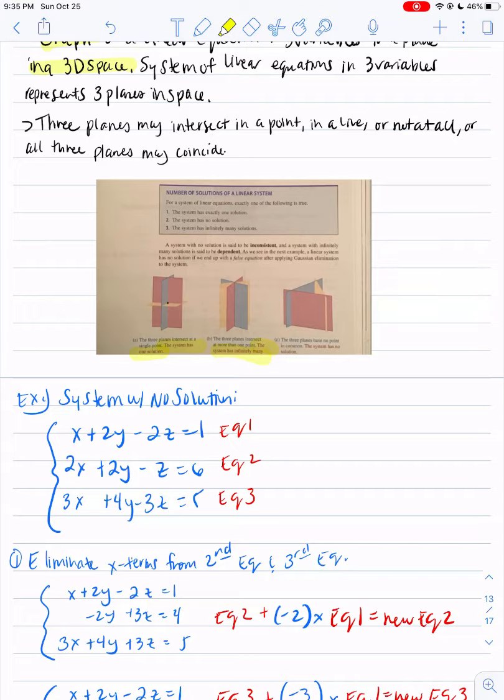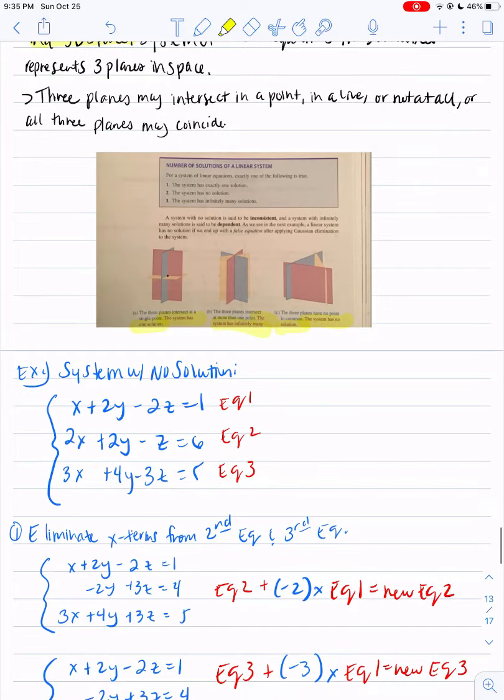And then the 3 planes could have no point in common at all. So yeah, 2 planes may intersect, but in order for there to be a solution, all 3 would have to intersect at the same point. And so that would be no solution. So again, a system with no solution is inconsistent, and a system with infinitely many solutions is dependent.